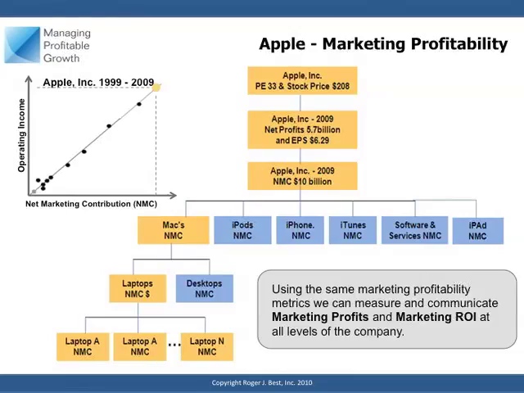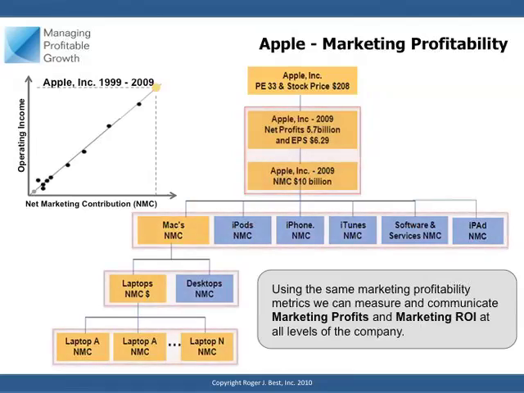Before we go any further, let's look at a company application of these marketing profitability metrics. Apple is a great example. For the last 10 years, their net marketing contribution has tracked closely with their operating income. In 2009, their net marketing contribution of $10 billion helped produce a net profit of $5.7 billion and earnings per share of $6.29. While this measure of net marketing contribution was generated at the company level, every Apple product had a net marketing contribution that contributed to the $10 billion in overall net marketing contribution and can be measured individually.